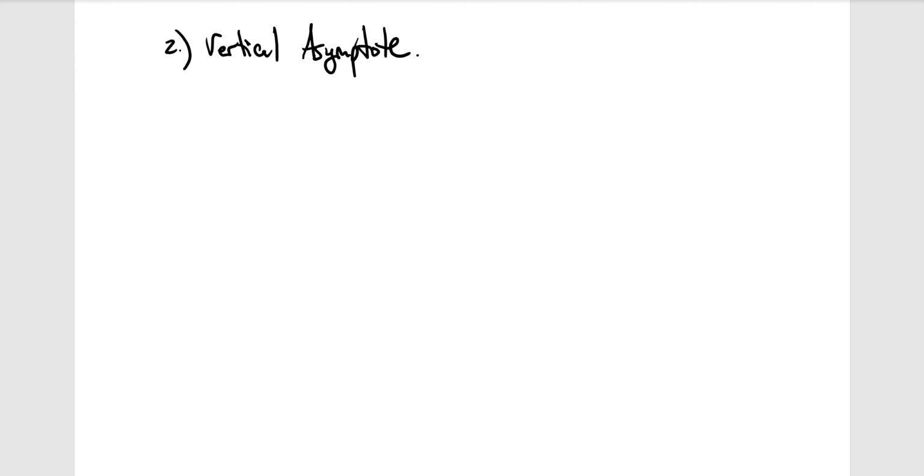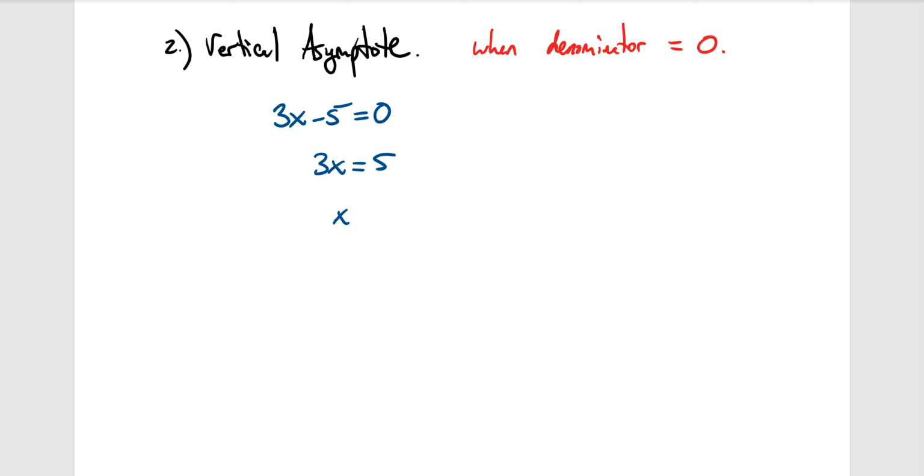So we know there's going to be a vertical asymptote when the denominator equals 0. And that denominator was 3x minus 5. When we set that equal to 0, we end up getting x equals 5 over 3.